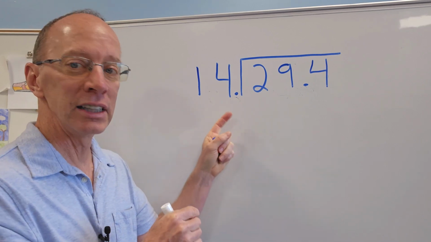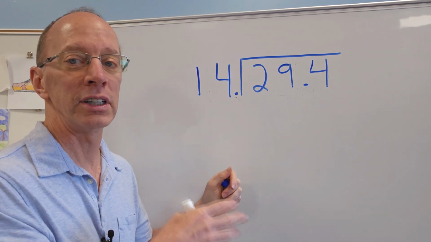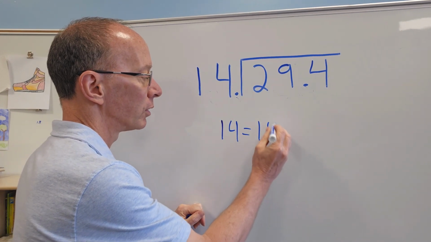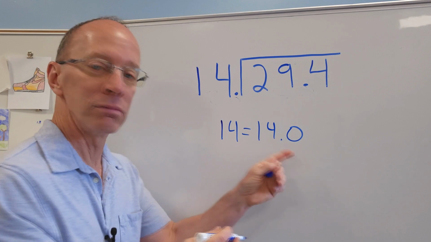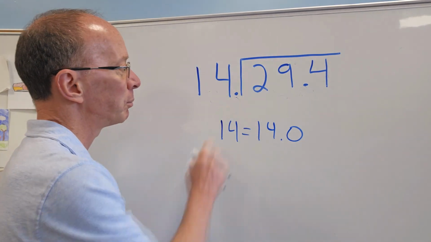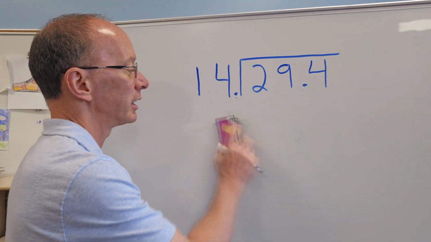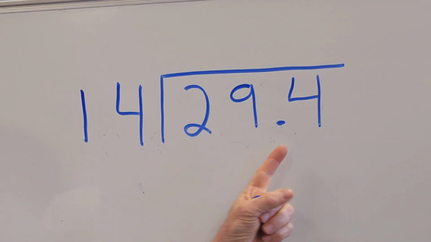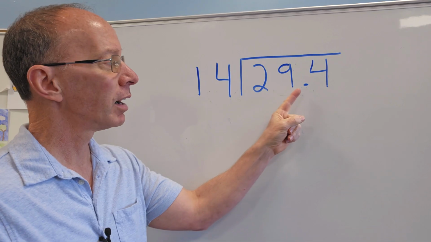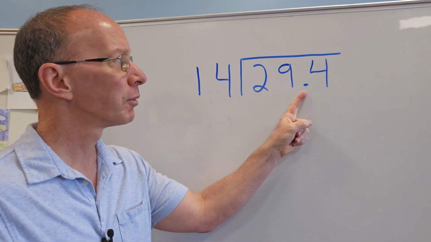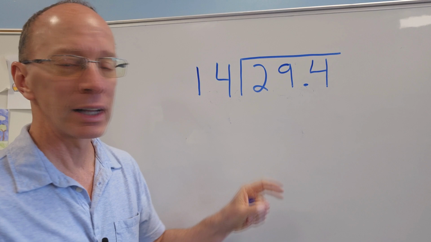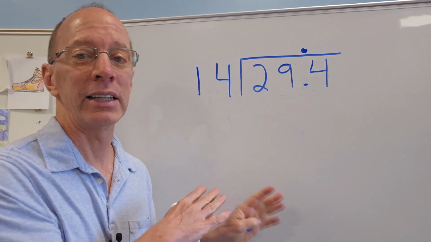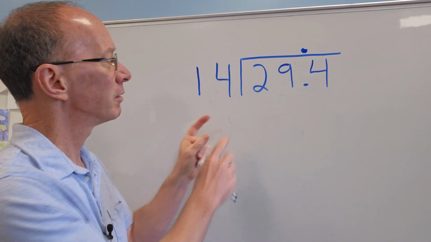14 is equal to 14 point or 14.0. No difference. So I don't need that decimal point there, and I can completely erase it. I still need this decimal point here. I'm going to take that decimal point and put it right up here, because our answer might have a decimal in it. So now let's go ahead and divide.